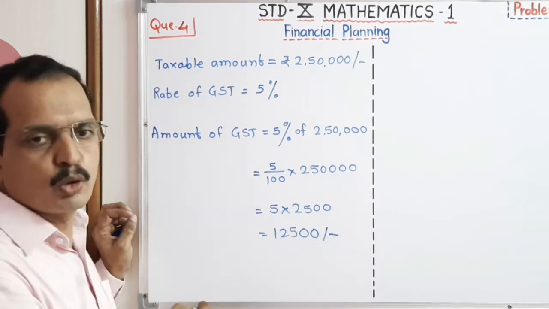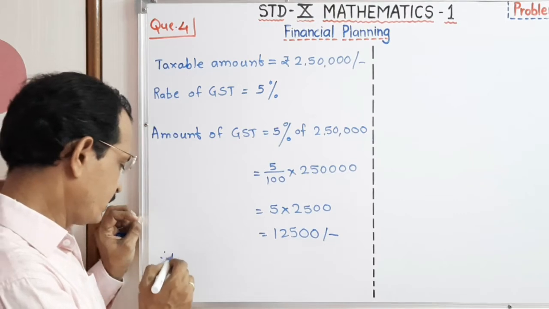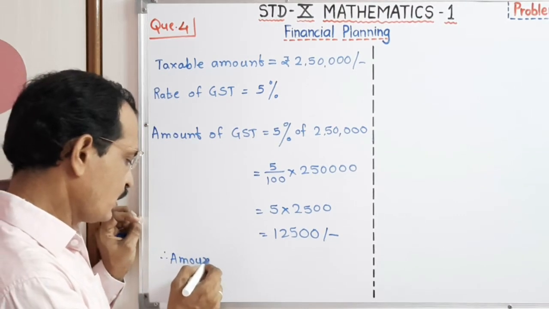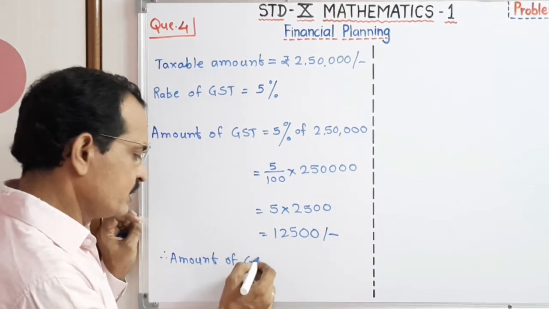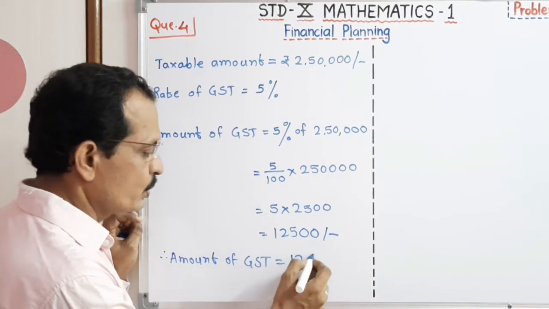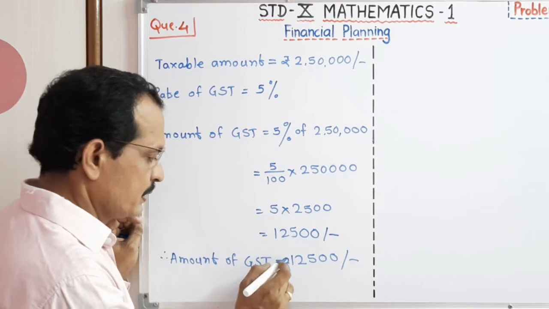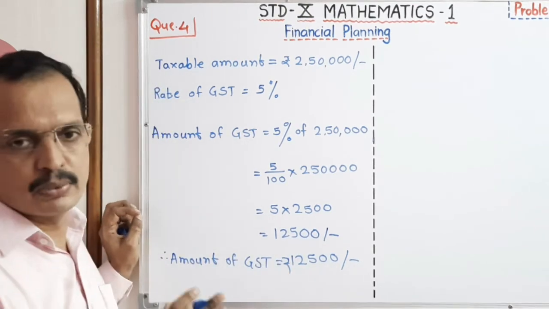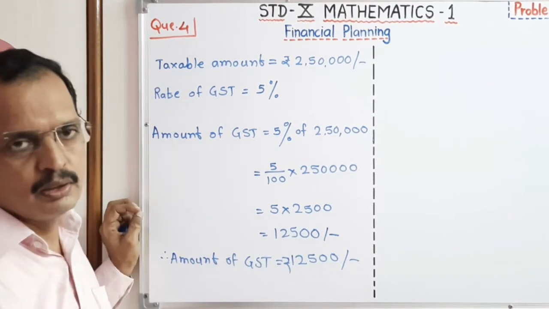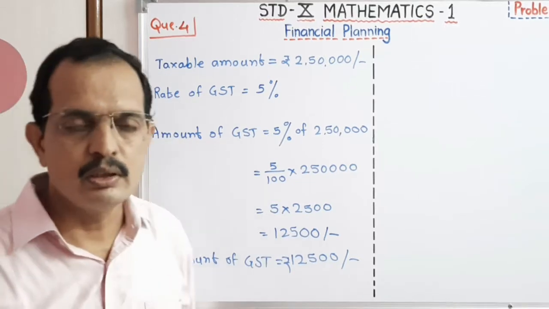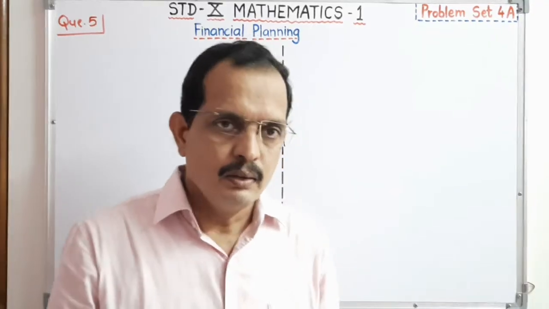This is the amount of GST. Therefore, dear student, amount of GST is equal to 12,500 rupees. Got it? Very simple, very interesting sum is there. Now we have to start with the next sum question.